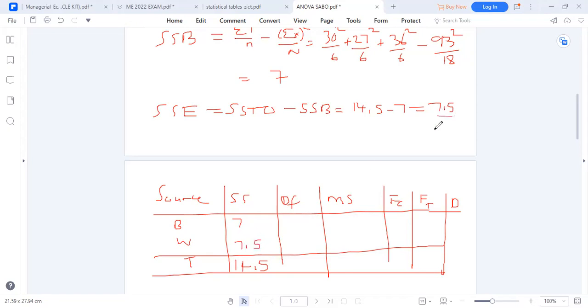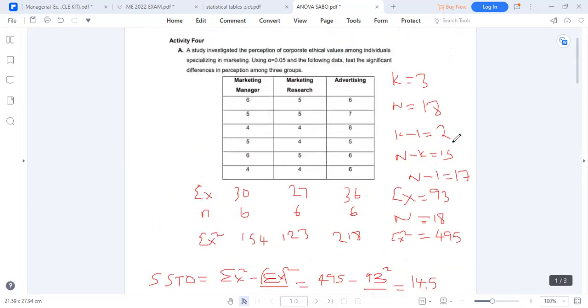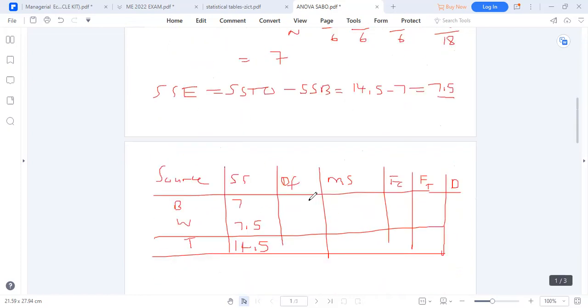What was our K? So we already calculated K minus 1 is what? 2, n minus K 15, then 17. 2, 15, 17. For the mean square, what are we doing? We're dividing this and this. What are we getting? 3.5. And here, 0.5, and the F calculated is 7.